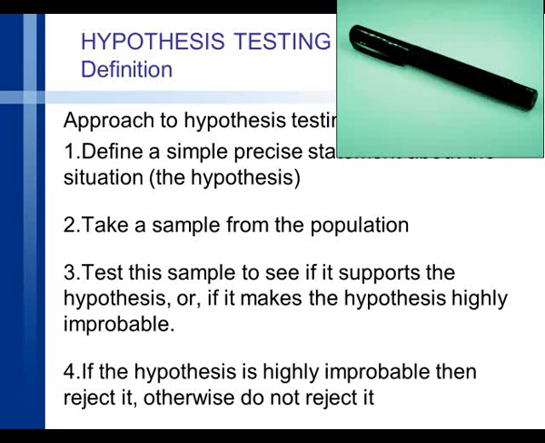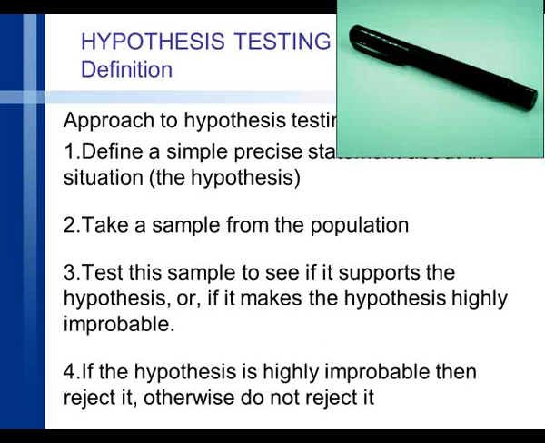So these are the steps to do the hypothesis testing. First, you define your hypothesis, what you think is happening in the population. Okay? Some value to some parameter. You take the sample from the population, and you test the sample to see if it supports the hypothesis. If the hypothesis is highly improbable, then you reject it. Otherwise, do not reject it.